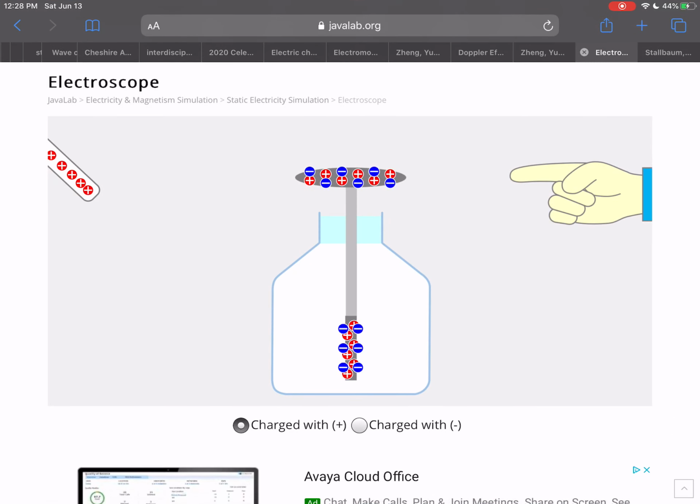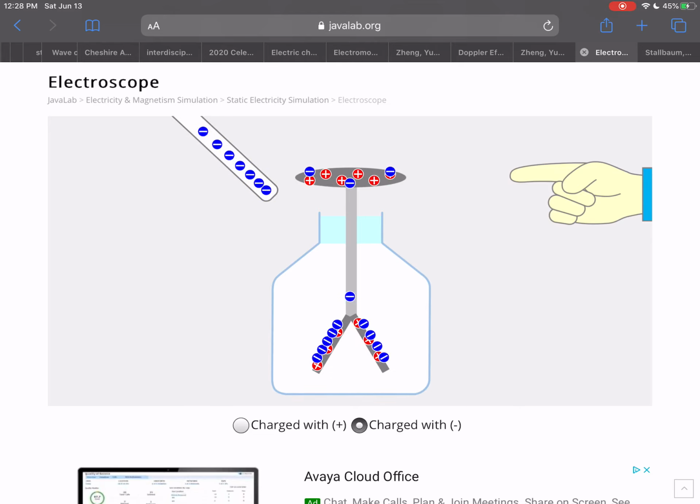Okay, so in this case, we're going to have a negatively charged rod, and we're going to bring that rod close to the electroscope. We can see that as we bring that rod close, the electrons are repelled from that metal cap down into the stem. In this case, this electroscope is shown with two leaves, and those leaves are repelled from one another because there are extra electrons in those leaves, and they repel each other.